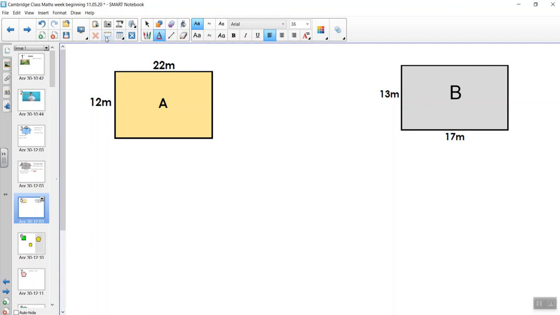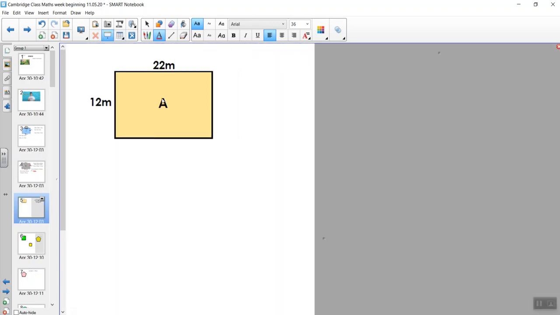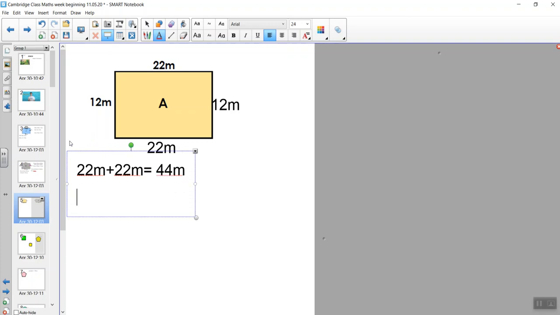Okay, how did you get on? Let's just move this out of the way for now and look at this first one only. I know that this side is 22 centimetres and I know that this side, 22 metres, and this side is 12 metres. Let's just pop them in to remind ourselves that that's the length of those sides. 22 metres here and 12 metres here. And so I'm going to start off by doing 22 metres added to 22 metres equals 44 metres. And then I'm going to do 12 metres added to 12 metres equals 24 metres.